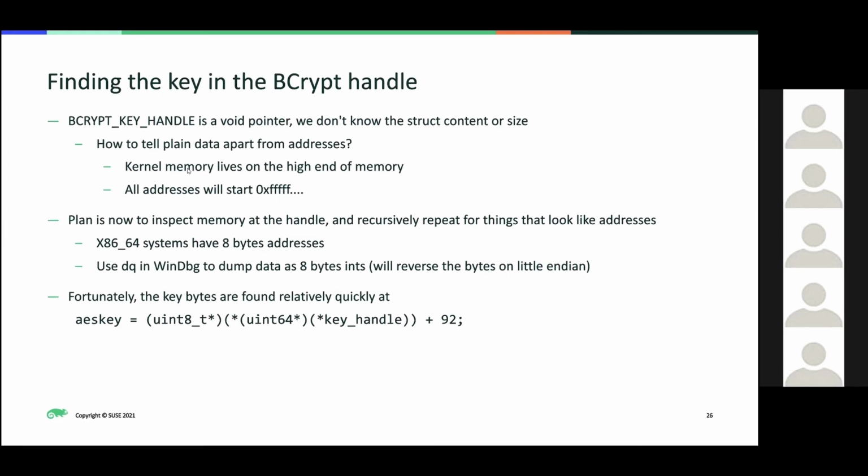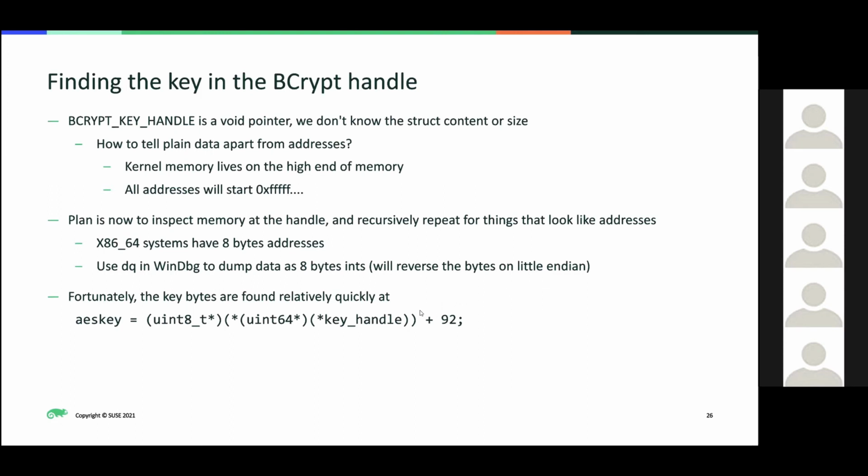So basically, you dump the handle, and whatever looks like plain data is not the key you're looking for. And if you see something that looks like an address because it starts with FFF, you recursively dump this and start over, looking for the key from the SMB client. You do this over and over. It can be very long, but fortunately, it turned out to be very quick. Within the debugger, you use DQ to dump data as 8 byte ints. It will be reversed since it's little endian.